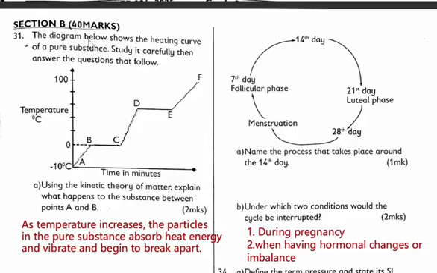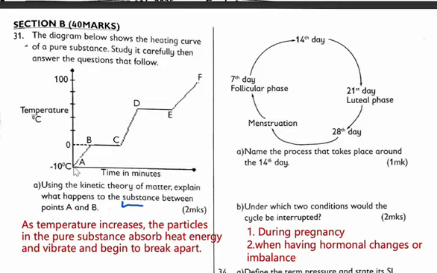We're going to continue with section B, which is 40 marks. The diagram below shows the heating curve of a pure substance. Study it carefully, then answer the questions that follow. You can see here we have temperature, then time in minutes. So here we have some letters A, B, C, D, E, F. Part A. Using the kinetic theory of matter, explain what happens to the substance between points A and B.